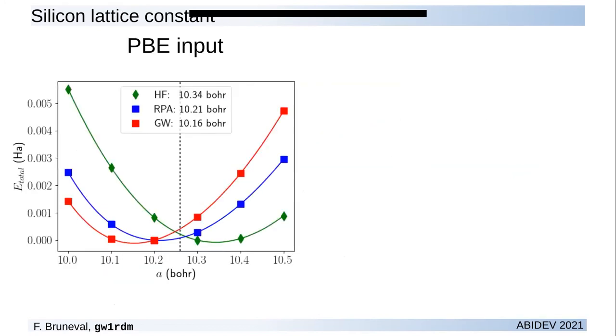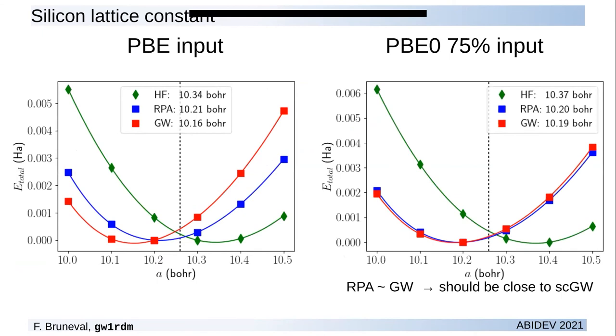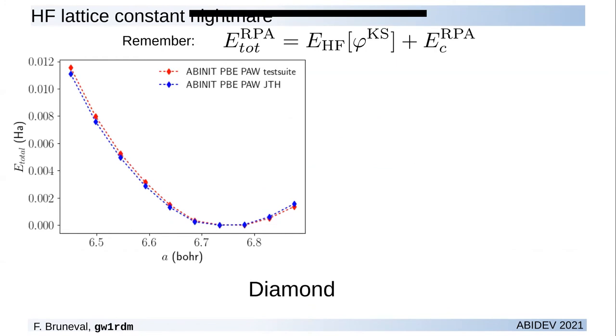So we could calculate lattice constant from that. And I think that's the first time we calculate the lattice constant of silicon with something that simulates self-consistent GW. I think that's a first time. And then I just wanted to mention a last issue.